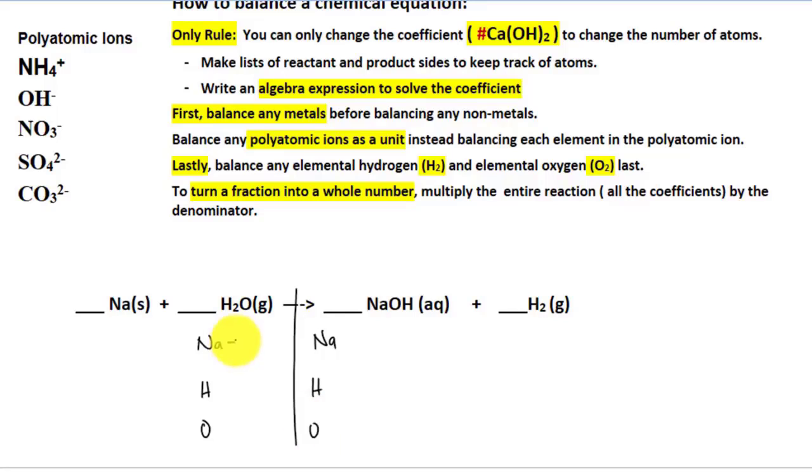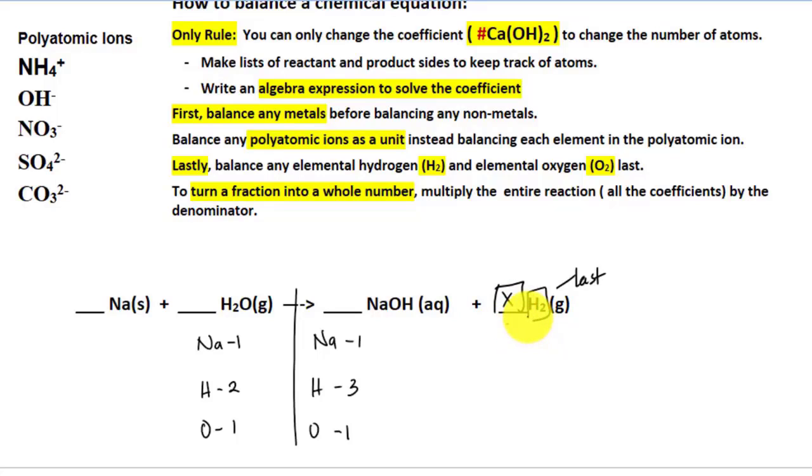Over here we have 1 Na, we have 2 hydrogen, and how many oxygen do we have? 1. Over here we have 1 Na, but for the oxygen we have only 1. What about for the hydrogen? We have 1 plus 2 gives us a total of 3. And the Na is balanced as well as the oxygen. So, of course, this one is going to be last, okay? And now the question is, what is the coefficient that goes over here on this particular elemental hydrogen?